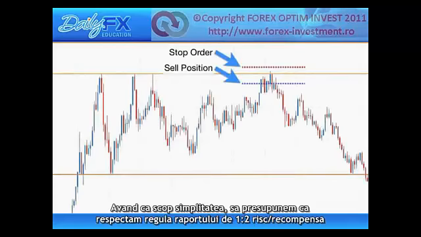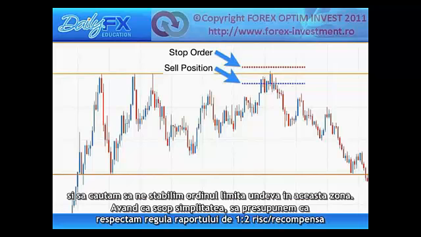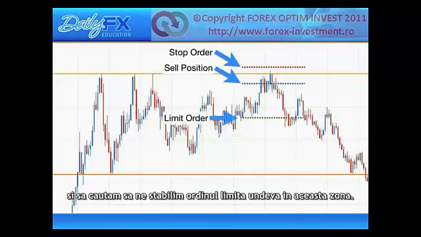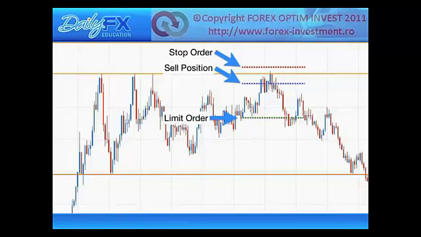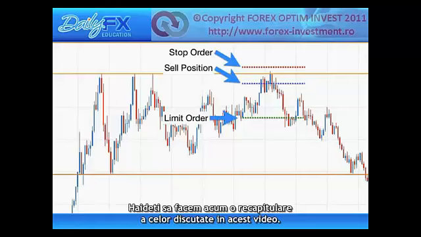But for the purposes of simplicity, let's just stick with the basic 1-to-2 risk-to-reward ratio, and let's look to set our limit somewhere in this area here. This provides us with a pretty good potential outcome on our trade if all things play out as we planned. Now, let's go ahead and recap what we've discussed in this video.